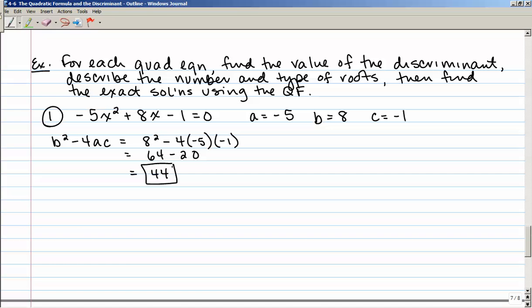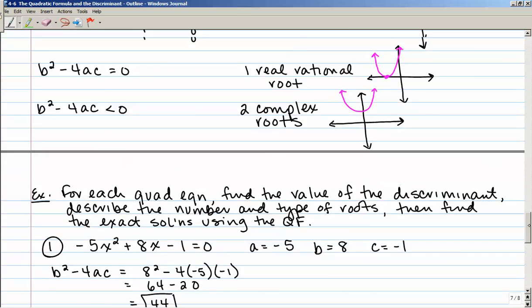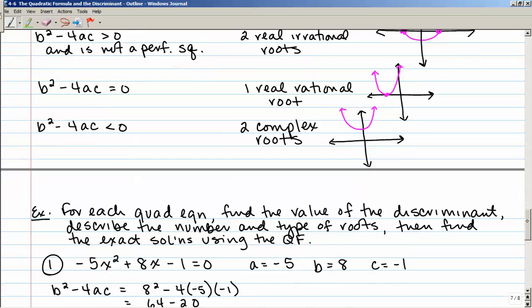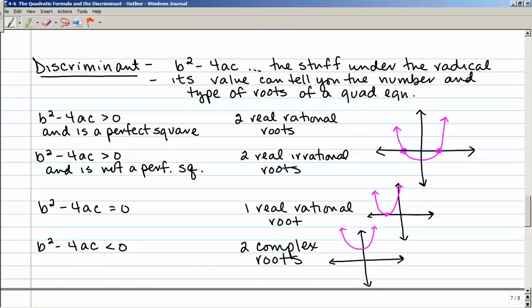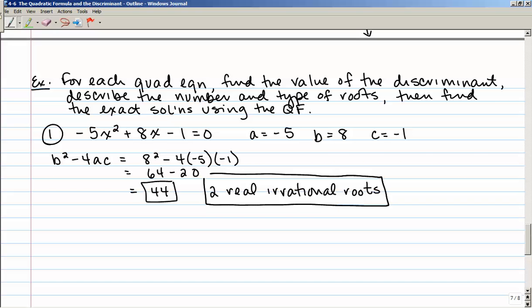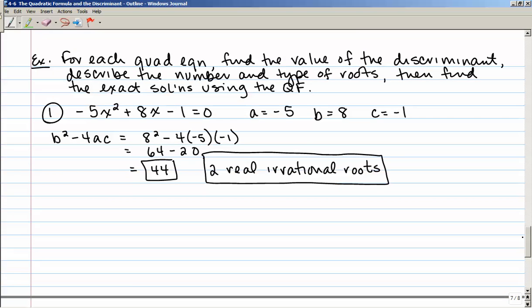Now I need to use that number to describe the number and type of roots. So 44 is greater than 0, but it is not a perfect square. My discriminant is a positive number, but it's not a perfect square. 44 is not a perfect square. So I have two real irrational roots. Okay, so the value of the discriminant gave me that information. Now I'm going to finish solving using the quadratic formula.